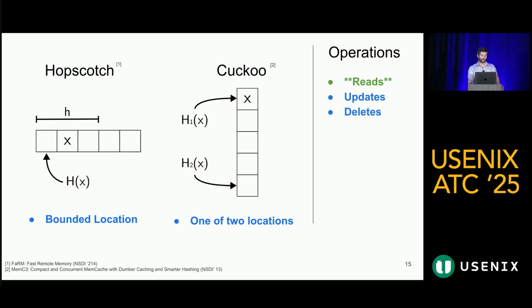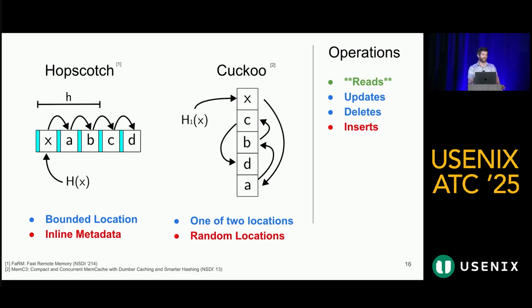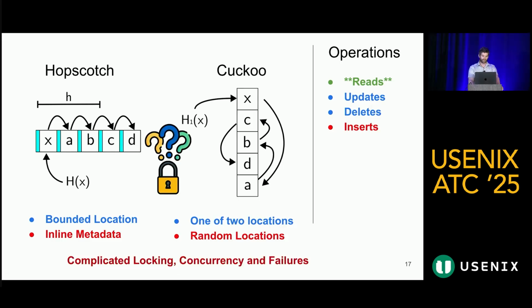Both of these protocols push almost all of their complexity into insertions. In the case of hopscotch hashing, they have inlined metadata, which needs to be maintained and updated on every insertion. And in the case of cuckoo hashing, collisions result in random searches throughout the table, so there's effectively no locality. In both cases, implementing these data structures using one-sided RDMA results in very complicated locking, complicated concurrency, and really difficult failure cases.